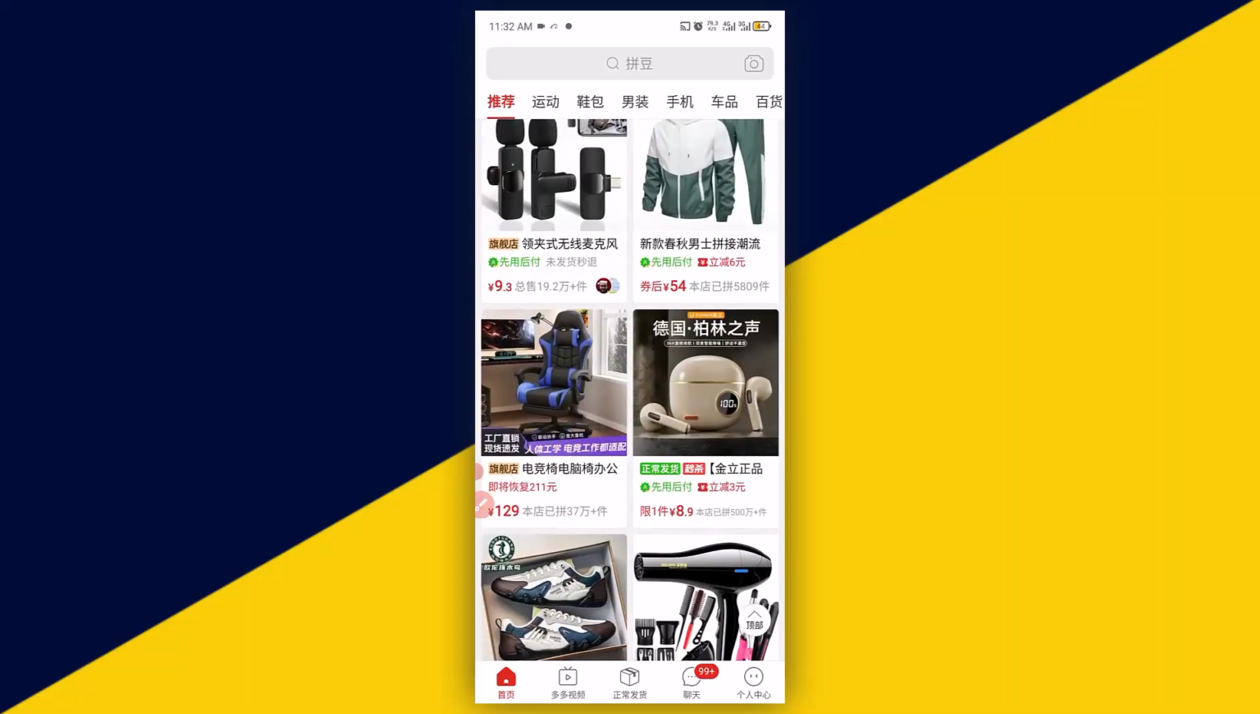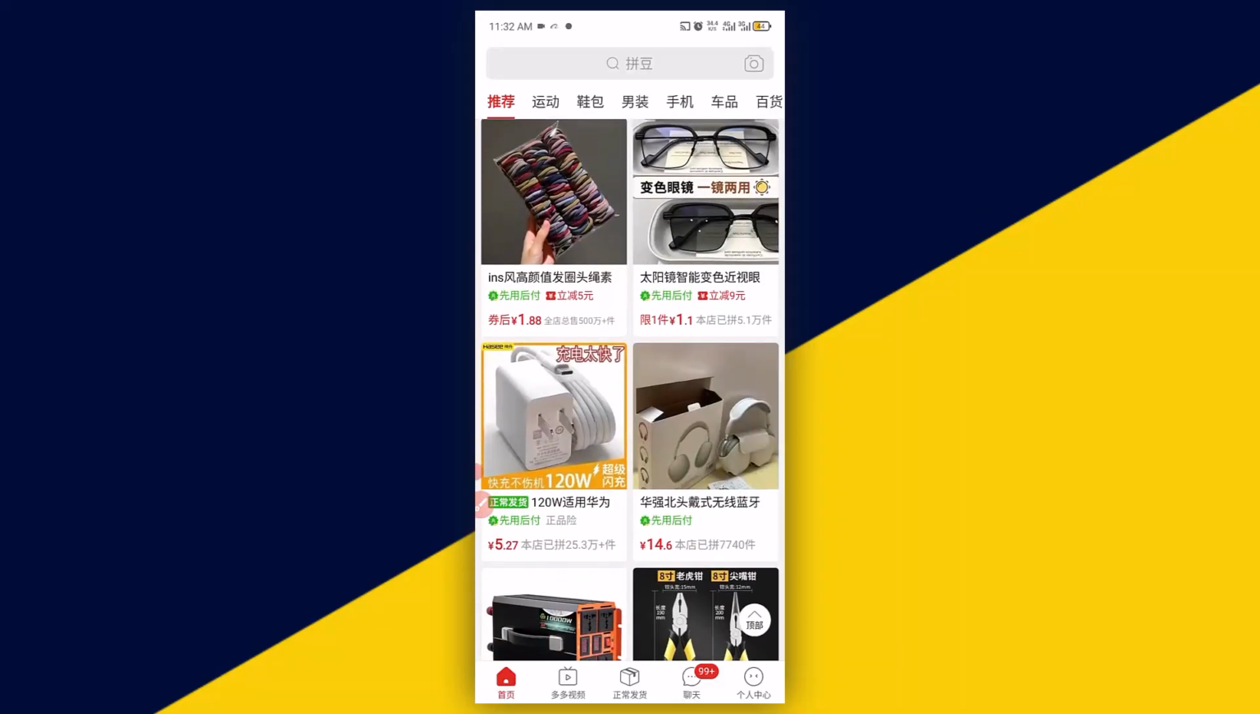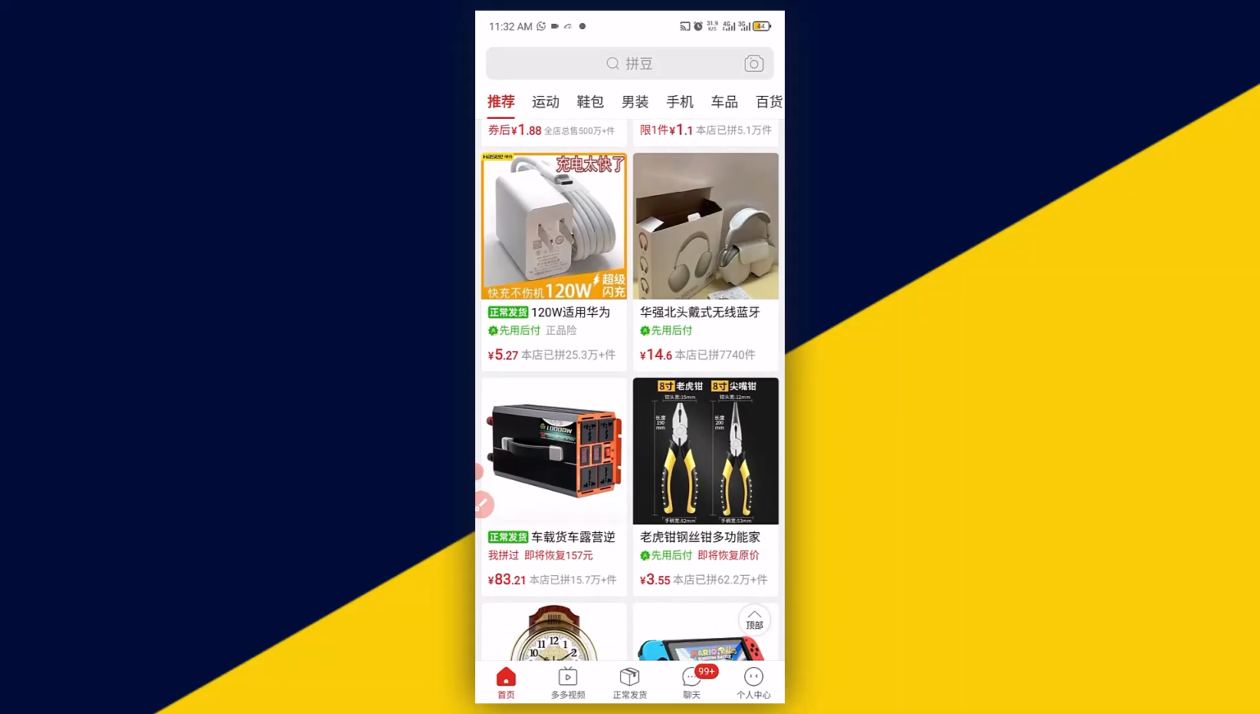So you have to pay proper attention to this video in order to know what exactly you are likely to face if you have a refund issue on Pinduoduo, if eventually you make payment with a bank card, whether Visa card or MasterCard, provided that the card was a foreign MasterCard or Visa card.